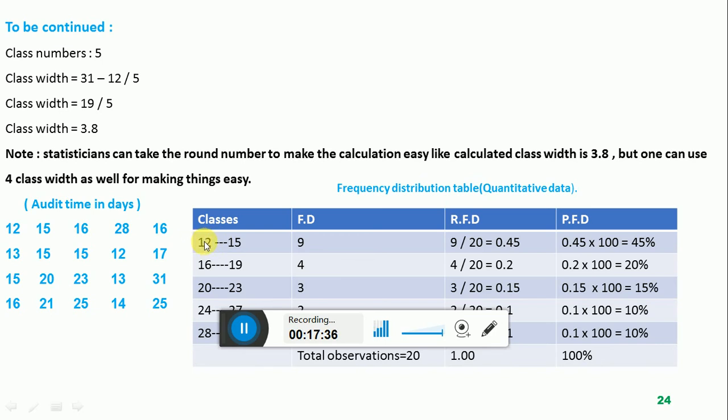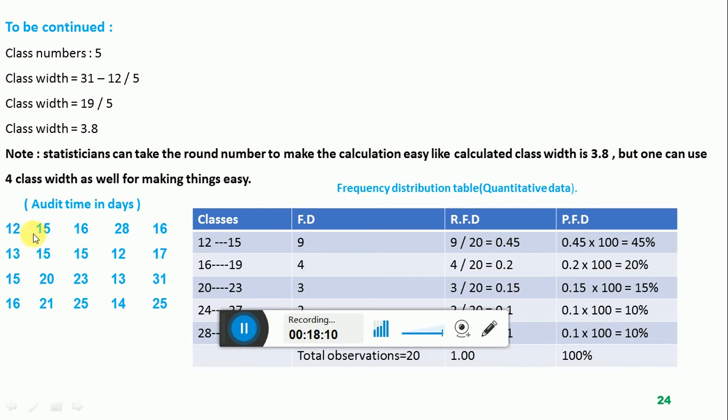The first class, that is 12 to 15. Lower limit of the class is 12 and upper limit of the class is 15. Now how can we develop the frequency of the first class? We will go to the raw data set and count all those numbers which are greater than or equal to 12 and less than or equal to 15 in value, and we will include that count as the frequency of the first class.